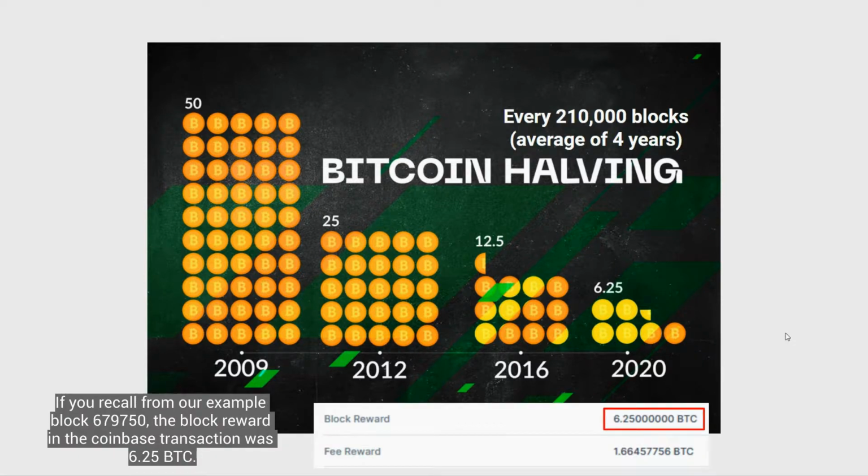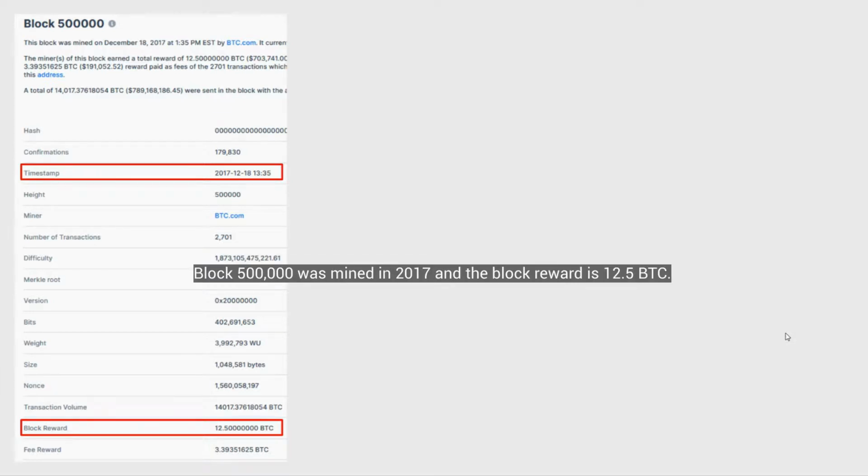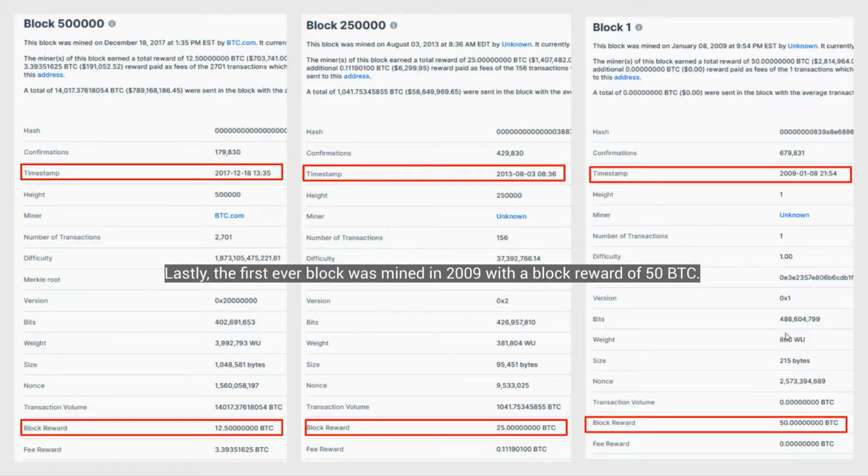If you recall from our previous example, block 679,750, the block reward in the Coinbase transaction was 6.25 Bitcoin. If you use the Blockchain Explorer to view historical blocks, you'll see that the block rewards were consistent with the halving schedule. Block 500,000 was mined in 2017, and the block reward is 12.5 Bitcoin. Block 250,000 was mined in 2013 with a block reward of 25 Bitcoin. Lastly, the first ever block was mined in 2009 with a block reward of 50 Bitcoin.